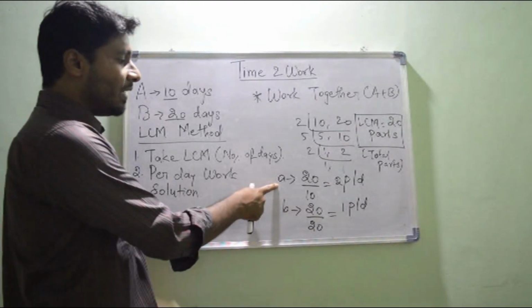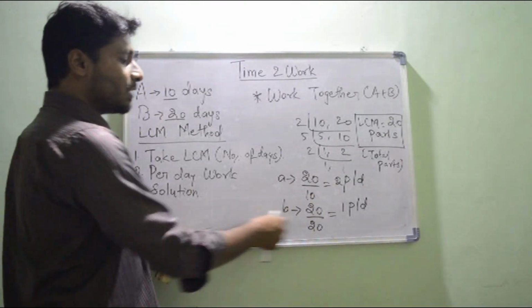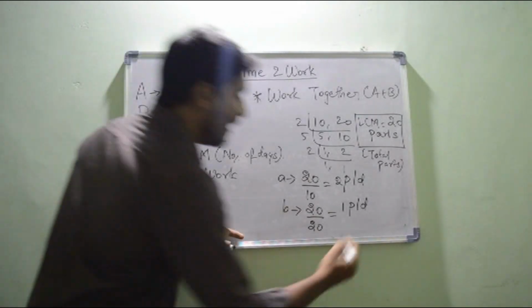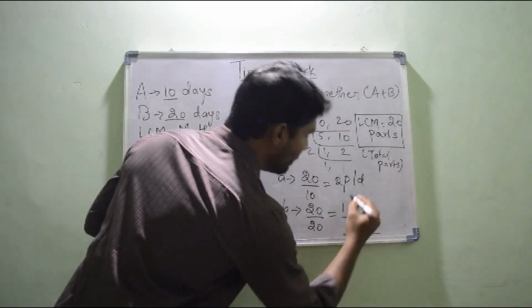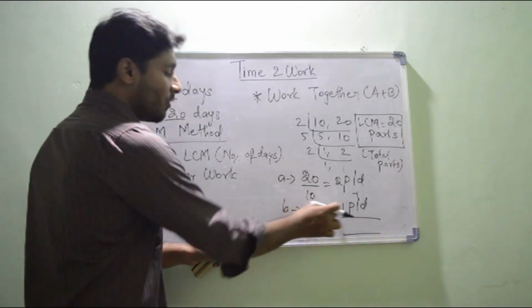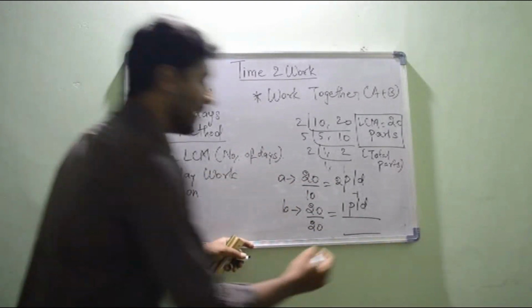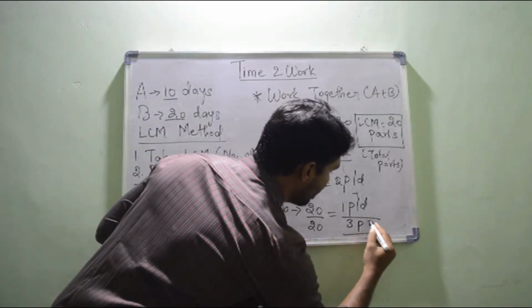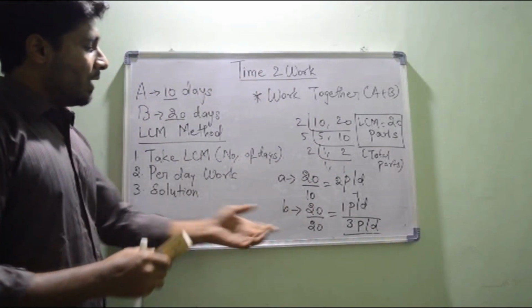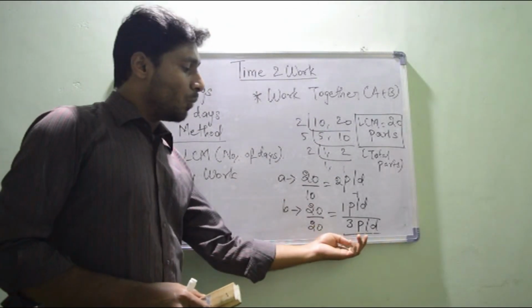So when A works separately, it is 2 parts. When B works separately, it's only 1 part. So what if A plus B work together? Very good. If A plus B work together, I can simply add these 2 numbers. That's it. 2 is for A and 1 is for B. So A plus B equals 3 parts per day. Got it? So A and B together can do 3 parts in 1 day.